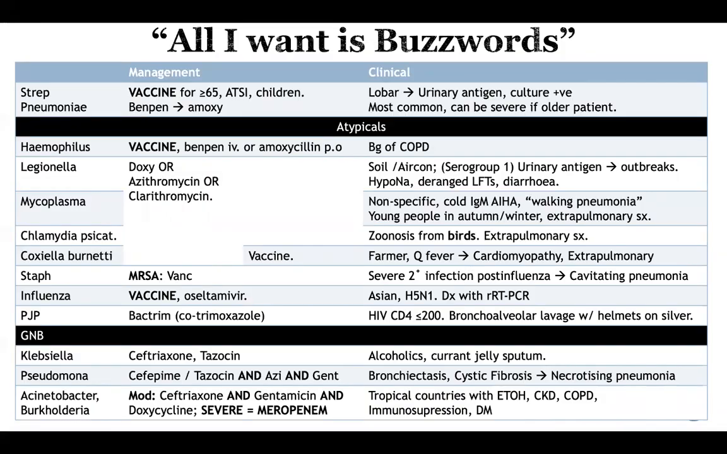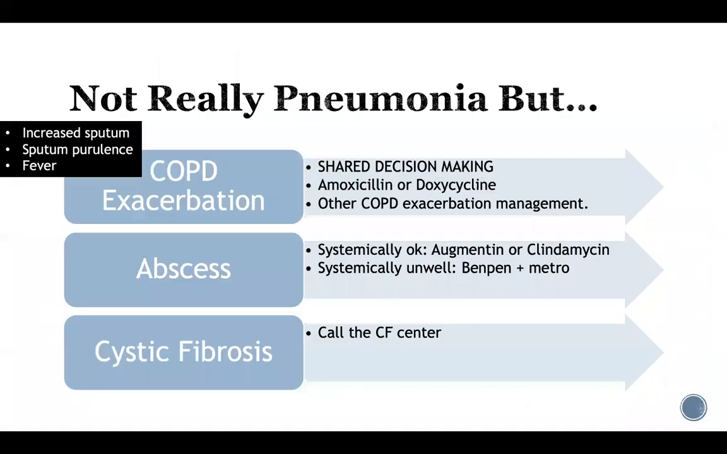In terms of important ones here to know other than your usual ones, staph tends to be a secondary infection after influenza. So they get hospitalized for influenza, they go home, they come back, they've got staph. PJP is for HIV, and they get these weird helmets on silver stain. And these are things that aren't really pneumonia, but present like pneumonia in an OSCE. So you have to think about COPD exacerbation. You have to think about abscesses, especially if they had an infection recently. And if they're CF, you call it CF center because it's none of your business.